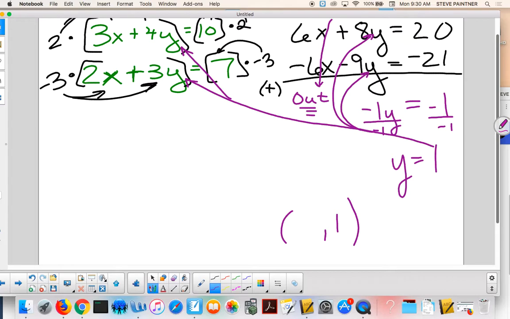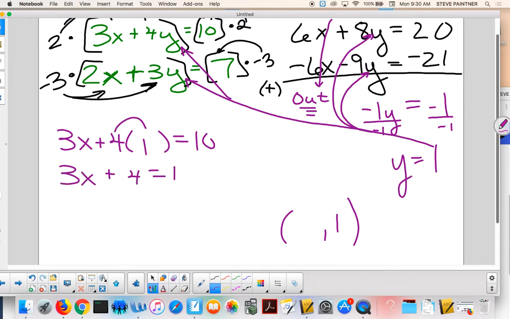Okay. 3x plus 4 times y equals 10, and y is 1. 3x, this is plus 4 equals 10. Move the 4 over.